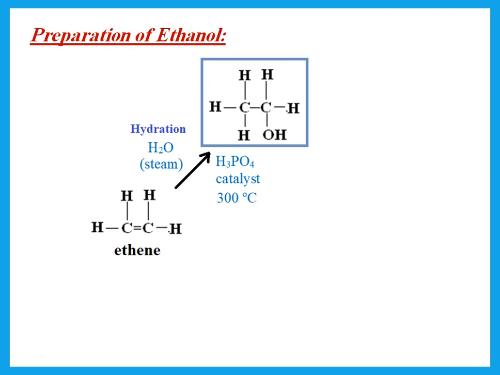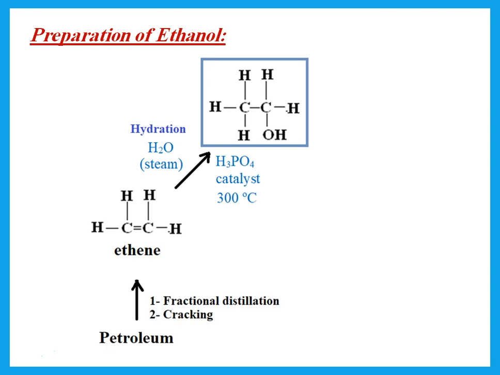And of course, one advantage of this method is that if you have ethene and you add water, you directly get only ethanol. So this is a fast process and it gives a pure product. So it just gives ethanol. You don't need to do any purification method. But the question is, where are we going to get ethene from?